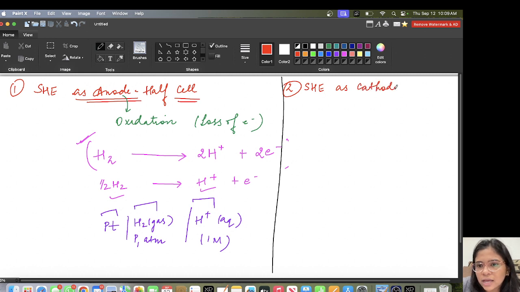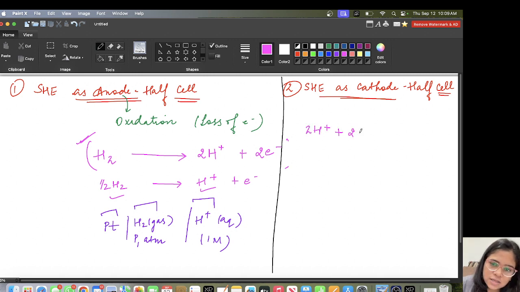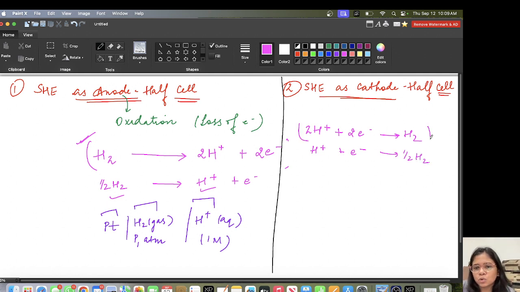What happens in the cathode? Reduction happens. What is reduction? Reduction means gain of electrons, right? Just write this particular thing in the opposite fashion. So 2H+ and 2 electrons is giving you H2, or you can write it as H+ and an electron giving half H2, just dividing the full equation by 2. And how will you represent it? What is coming first in E naught? H+, right? So E naught of H+ to half H2 is equal to 0.